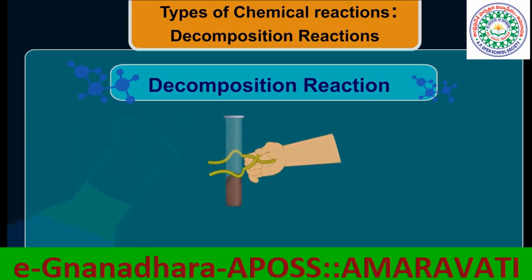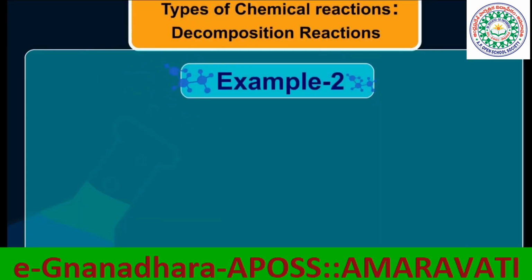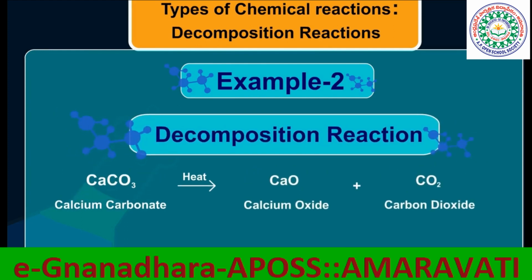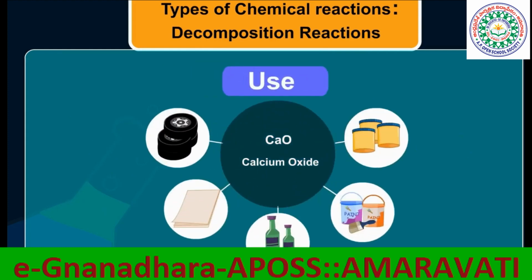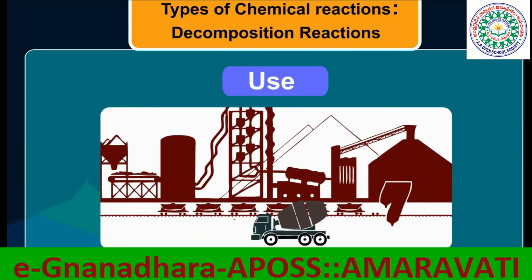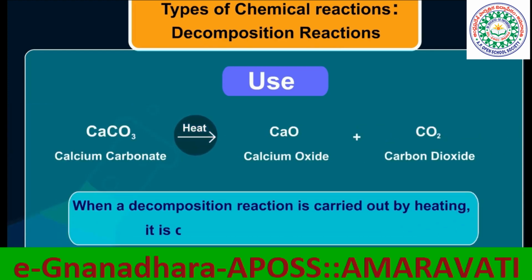Isn't it fun? Let us now discuss one more example of decomposition reaction, which is decomposition of calcium carbonate to calcium oxide and carbon dioxide. It is an important decomposition reaction used in various industries. Calcium oxide is called lime or quicklime, and is used in the manufacture of cement. Also, when a decomposition reaction is carried out by heating, it is called thermal decomposition.